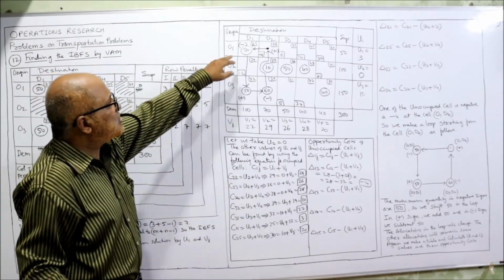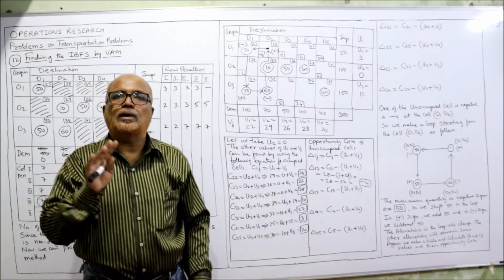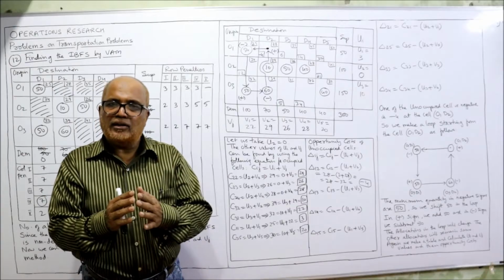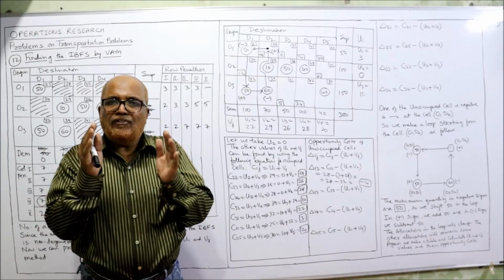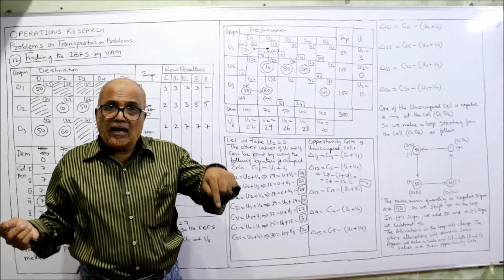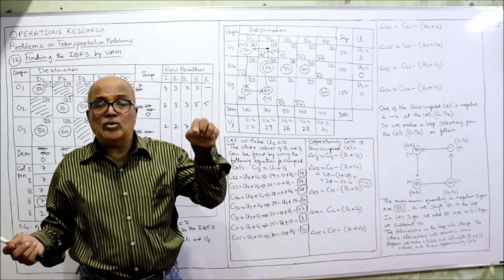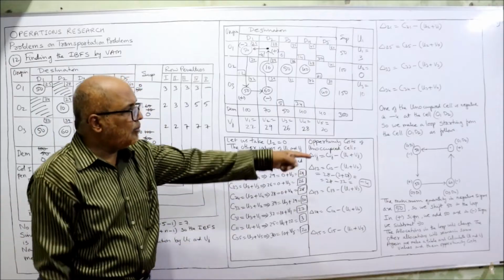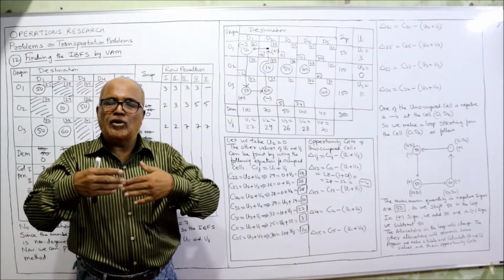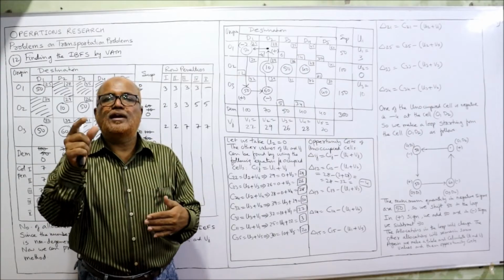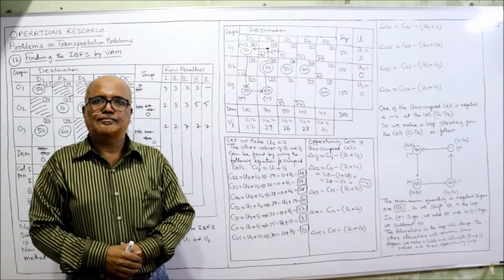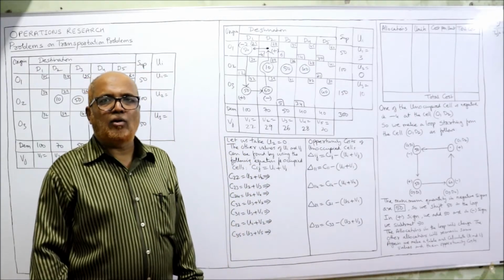After changing the allocation in the loop, again you have to calculate Ui and Vj values and find out all the opportunity costs. If opportunity costs are positive, we reach the optimum solution. Again, if any one of the opportunity costs comes negative, then again you have to make the loop like this and change the allocation. You have to iterate this till we get all opportunity costs as positive. So one opportunity cost we got negative.